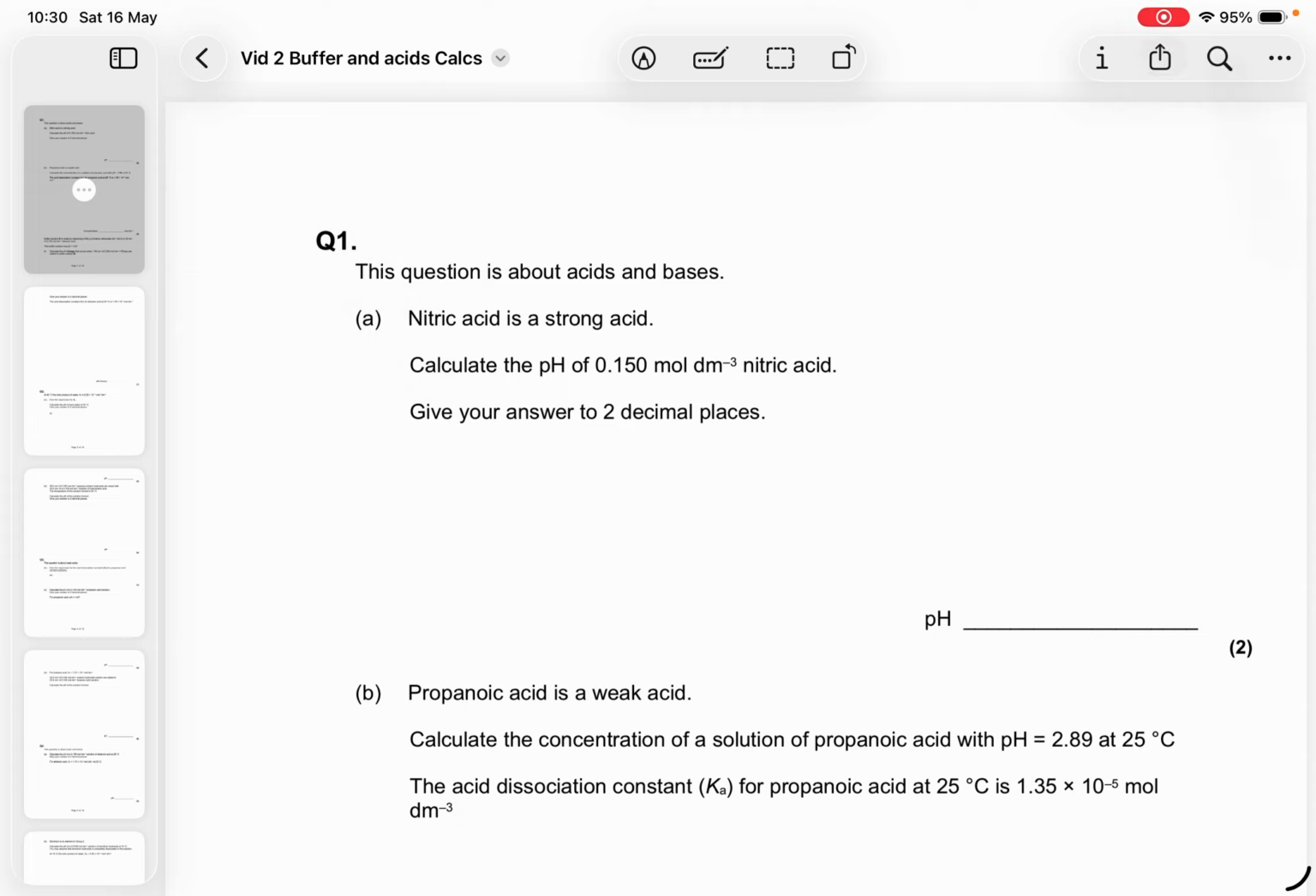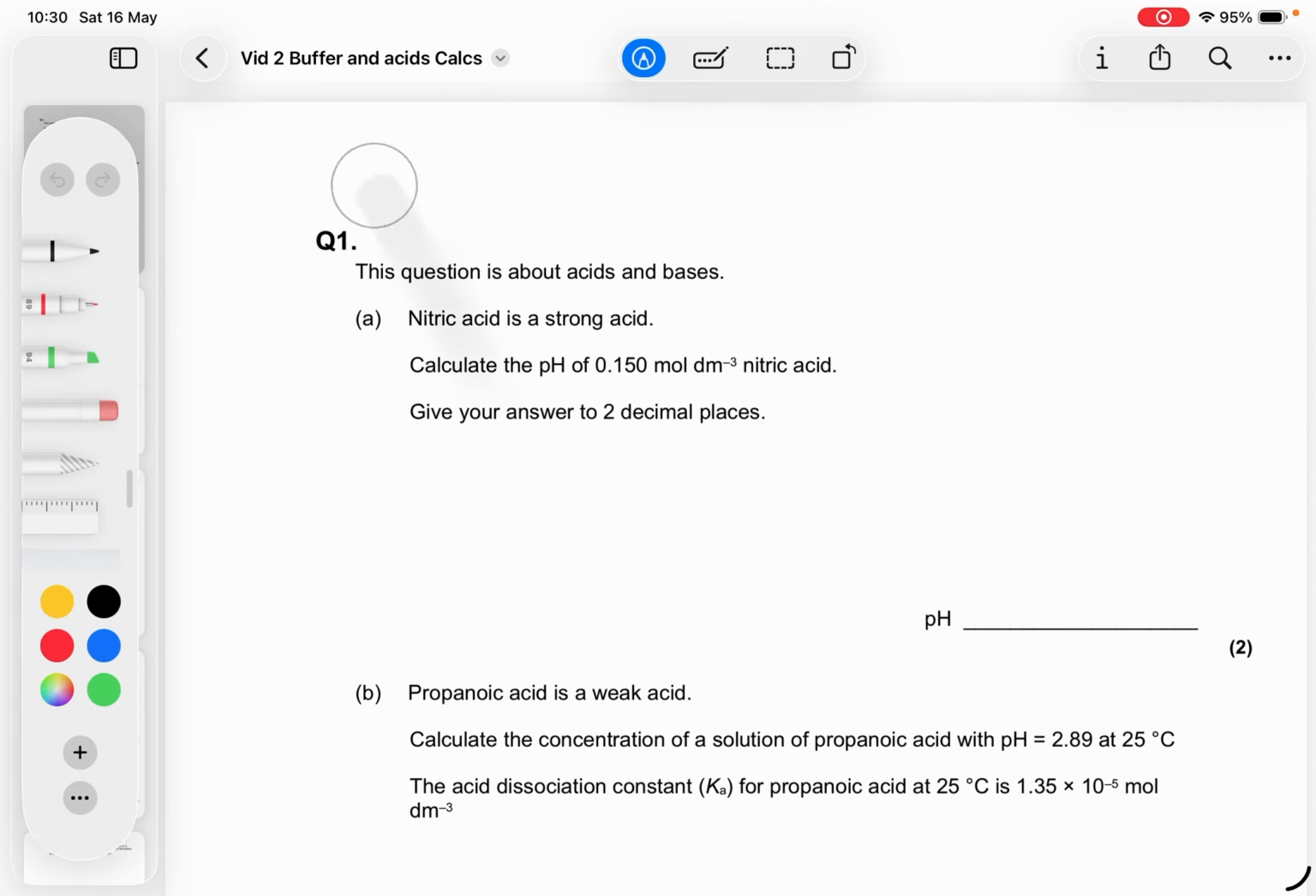Acids and buffers. So we're looking at acids and buffers. We will focus on a few questions on this topic. We'll look at about 3, maximum of 4 questions.